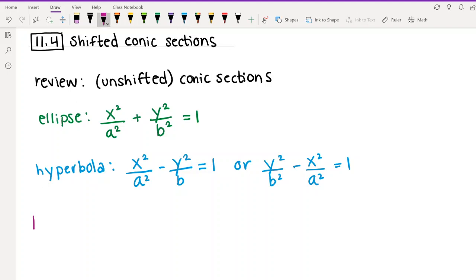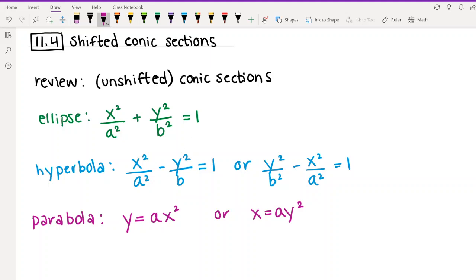The last one that we talked about was the parabola. Those equations either looked like y is equal to ax squared, or x is equal to ay squared. So how can you tell the difference between a parabola and these other ones? Well, notice that with the parabola, only one variable is being squared. And that's the key difference, because even for an ellipse and a hyperbola, sometimes they might not look exactly the way that they're written here.